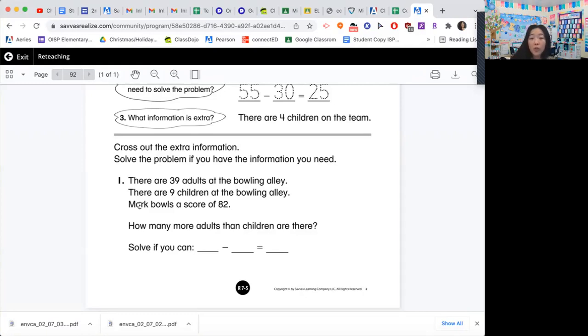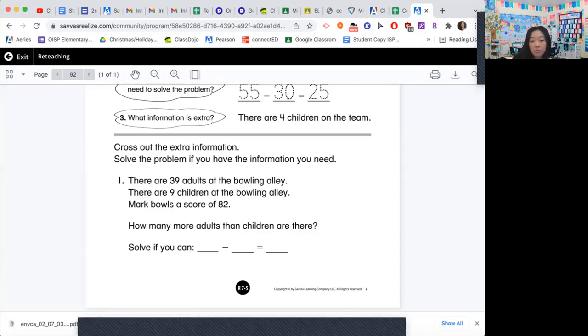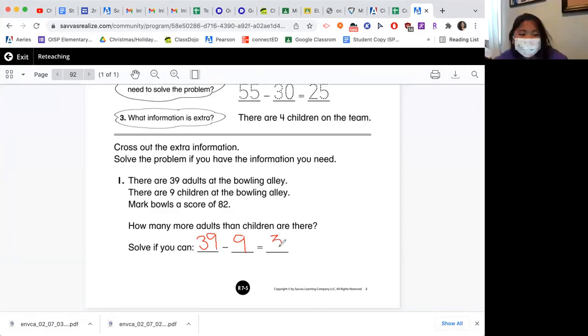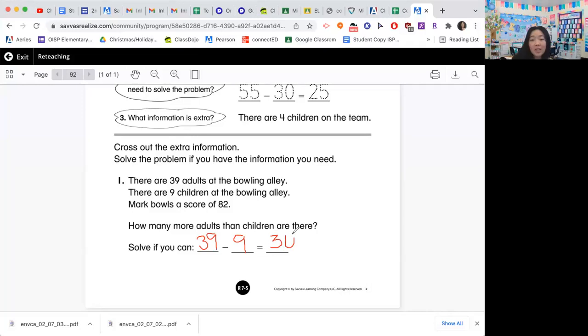Well, we know that there are 39 adults, and we know that there are 9 children. So can anyone unmute and let me know, what is 39 minus 9? 30. Very good. 30 is correct. There are 30 more adults than there are children.